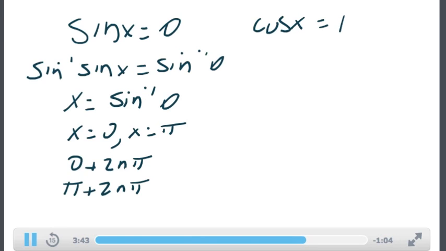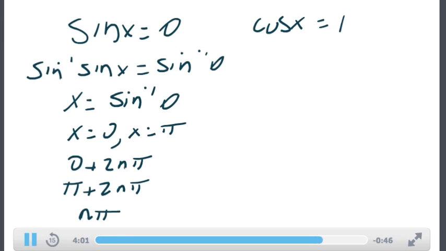But what that means is we have answers at 0, pi, 2 pi, 3 pi. So we can actually write this part as just n pi, because all multiples of pi are a solution for this.